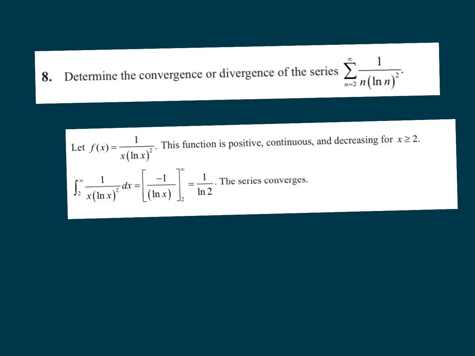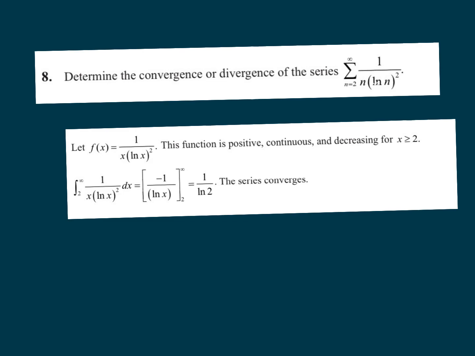The next problem says determine the convergence or divergence of this series. So this function is positive, continuous, and decreasing, but it's positive only after x bigger than 2. It doesn't matter if it's after x bigger than 10. A few terms of the series will not change the convergence or divergence, so you can choose this point wherever you like. So I can see if the integral converges. If the integral converges, done, the series converges.